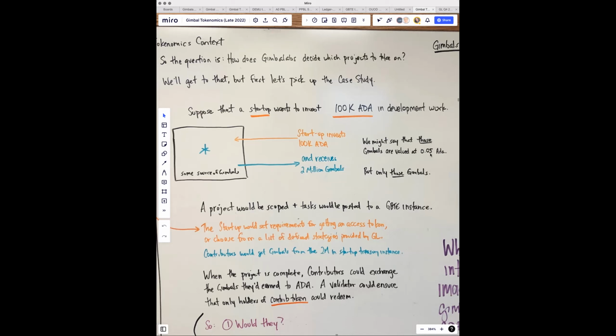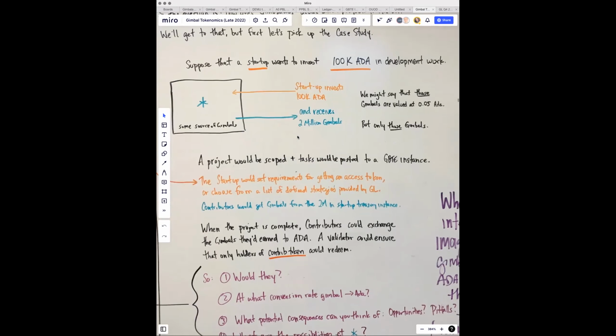And this conversion rate, this is the critical part, would only apply to those gimbals. These 2 million gimbals for this project are worth this conversion rate. Everything else, there's a different rate. We'll get to that in a second, okay? And this ADA, contributors may claim all of it.